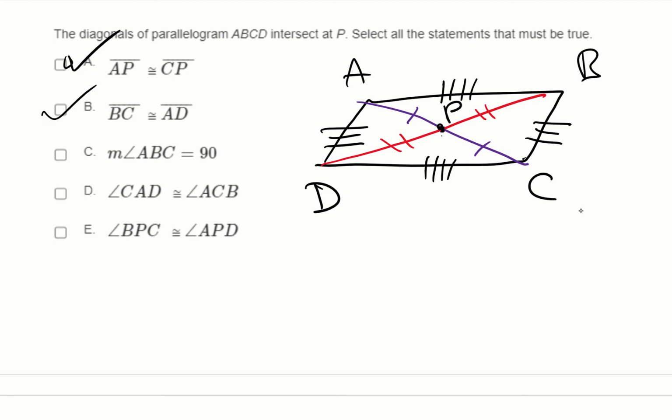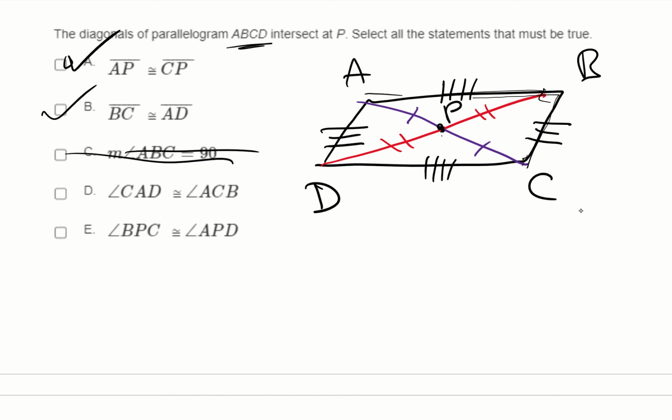Okay, so that's true. ABC is equal to 90. So they're saying that this angle ABC is a 90-degree angle. So in this case, ABCD, they're saying ABC is a 90. It doesn't have to be a 90-degree angle in general. Just because it's a generic parallelogram does not mean that has to be a 90-degree angle. So that's not true. Could be for a rectangle, but not in general.